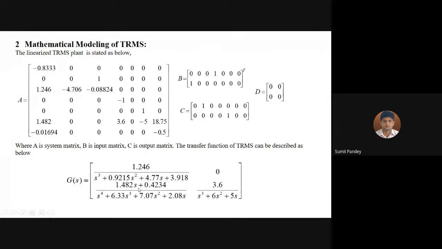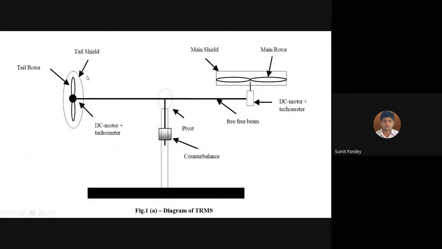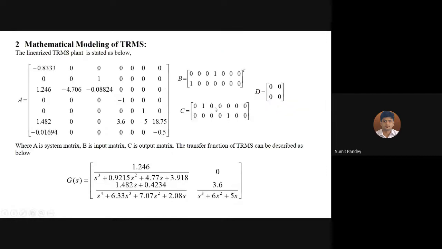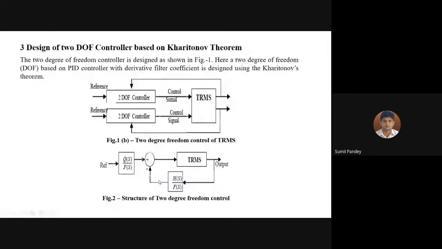And this transfer function, that is G21(s), is 1.482 s plus 0.4234 upon s to the power 4 plus 6.33. This is the coupling effect, that is G21, meaning the output of the second is affected due to the input on the first; the output of the tail rotor will be affected due to the motion of the main rotor. That is the coupling effect present in this TRMS. So for this, we have to design the controller in this form.